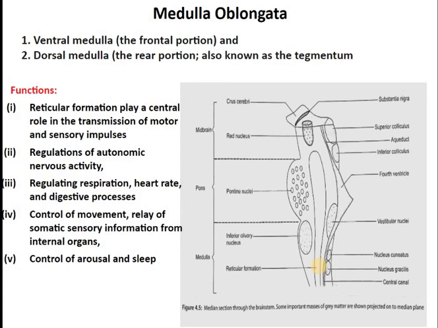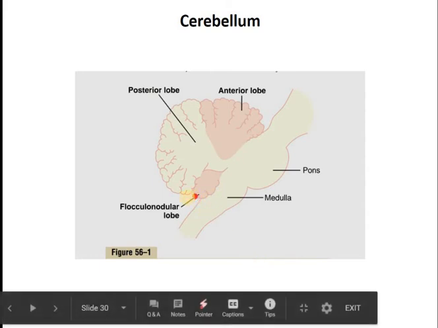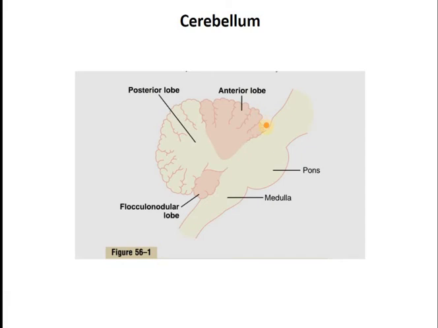So the next structure is the cerebellum. Cerebellum is actually present behind the pons and medulla oblongata, and you can see here. So this is the cerebellum. This is the side view, and it is divided into three main lobes. That is, one is the anterior lobe, another is the posterior lobe, and the third one is the flocculonodular lobe.